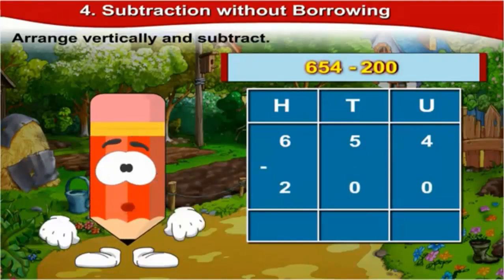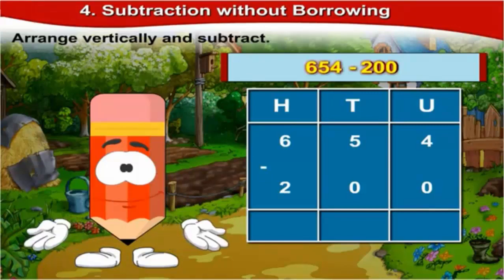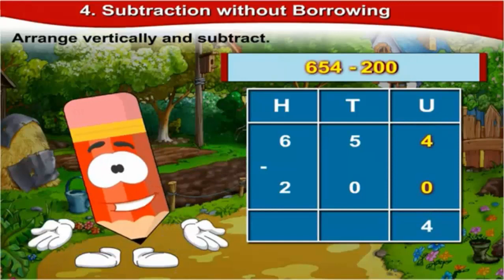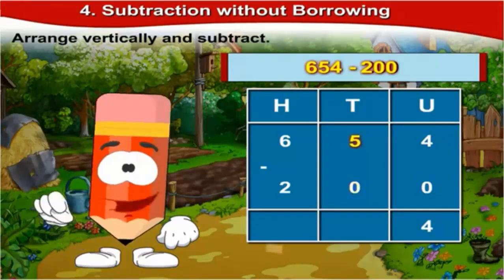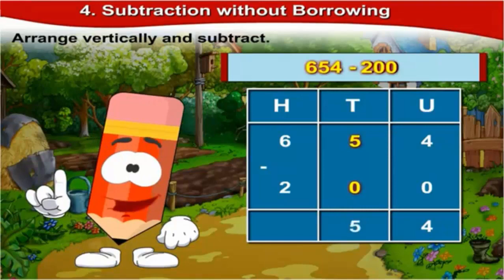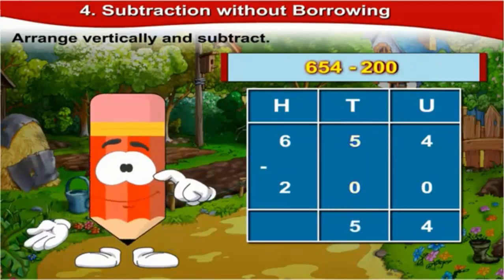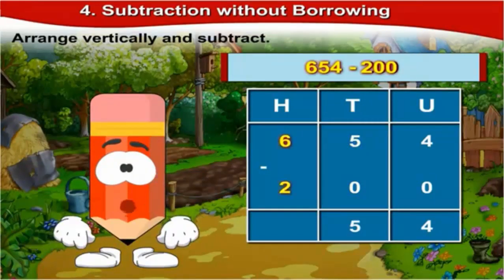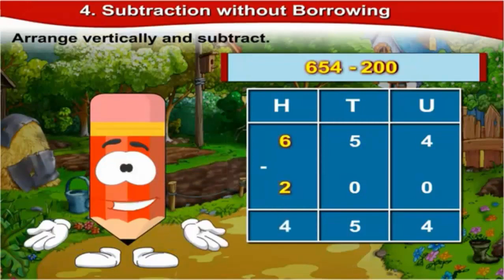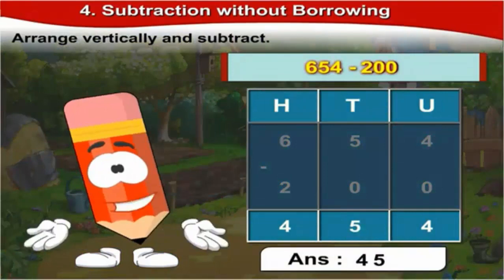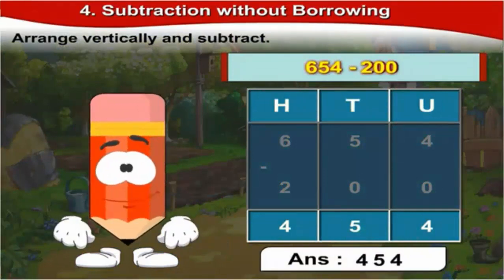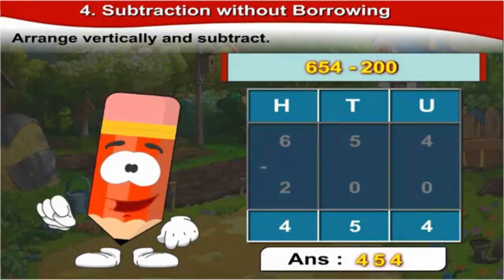We need to begin our subtraction from the units column. 4 units minus 0 units is 4 units. In the tens column, 5 tens minus 0 tens is 5 tens. Then in the hundreds column, 6 hundreds minus 2 hundreds is 4 hundreds, which means it is 4 hundreds, 5 tens, 4 units. So the answer is 454.